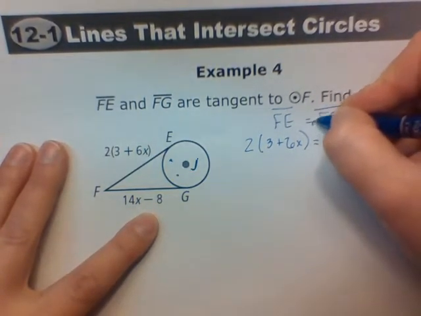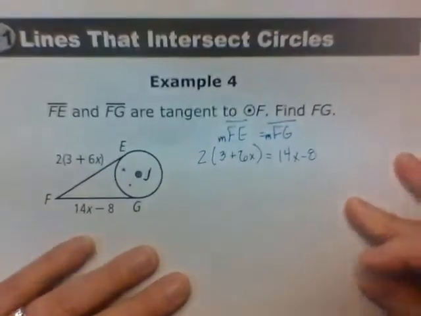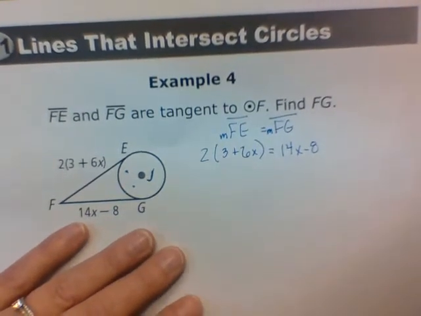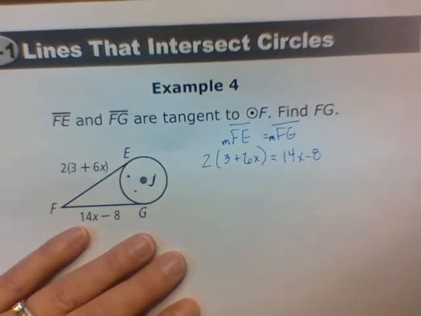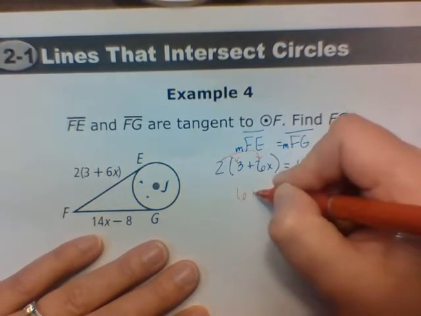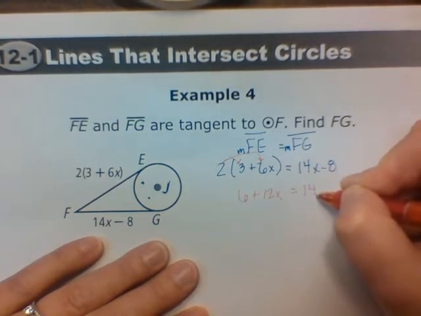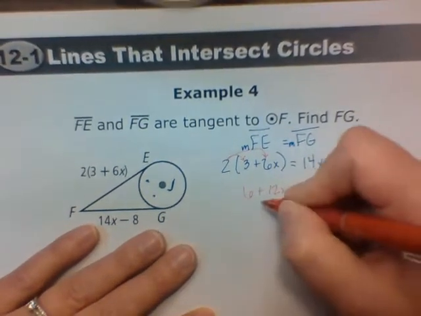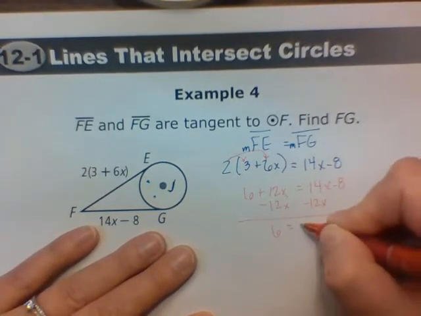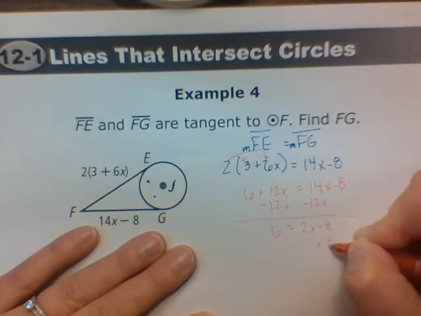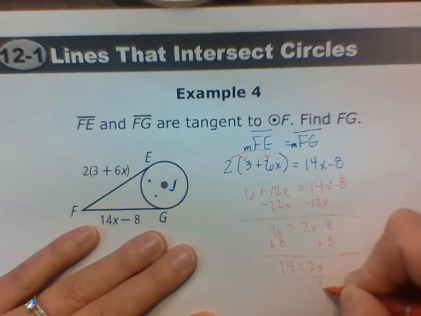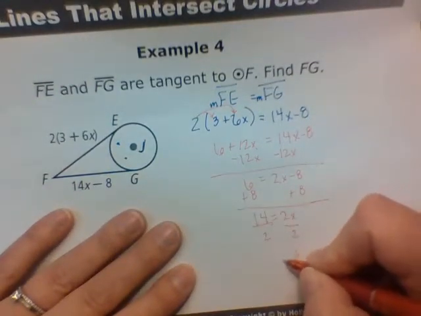And technically, we would want to put a little m here. All right, so the measure of that equals the measure of that. In order to solve this, this is where you get your algebra going. So we'd distribute the 2, or divide if you wanted to. Distribute the 2 and get 6 plus 12x equal to 14x minus 8. Move our letters with our letters. And our constants or numbers with our numbers. And we get an x of 7.